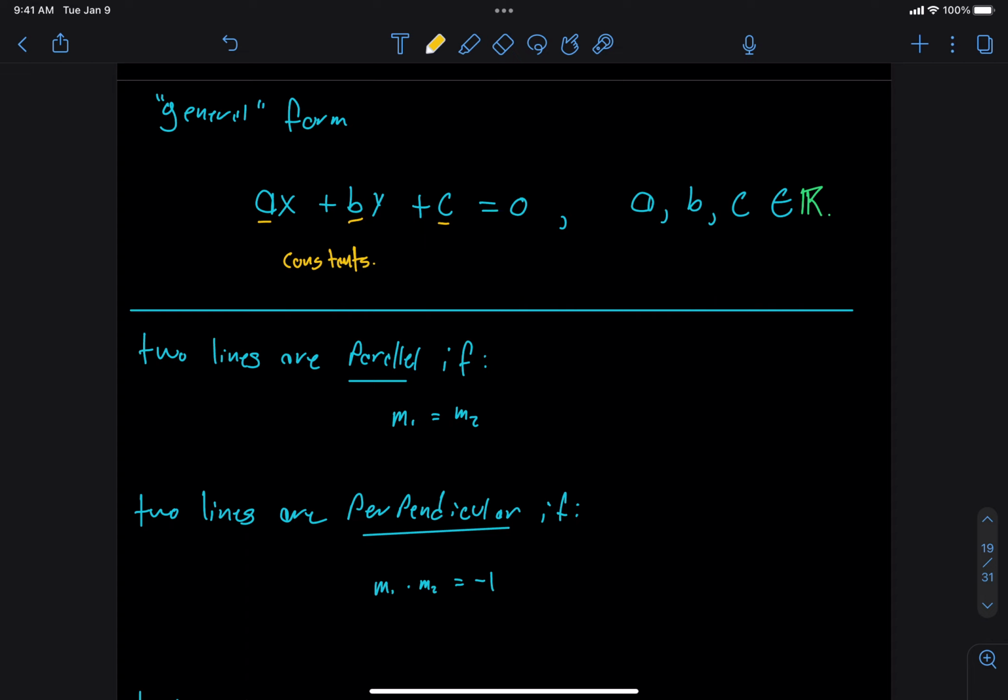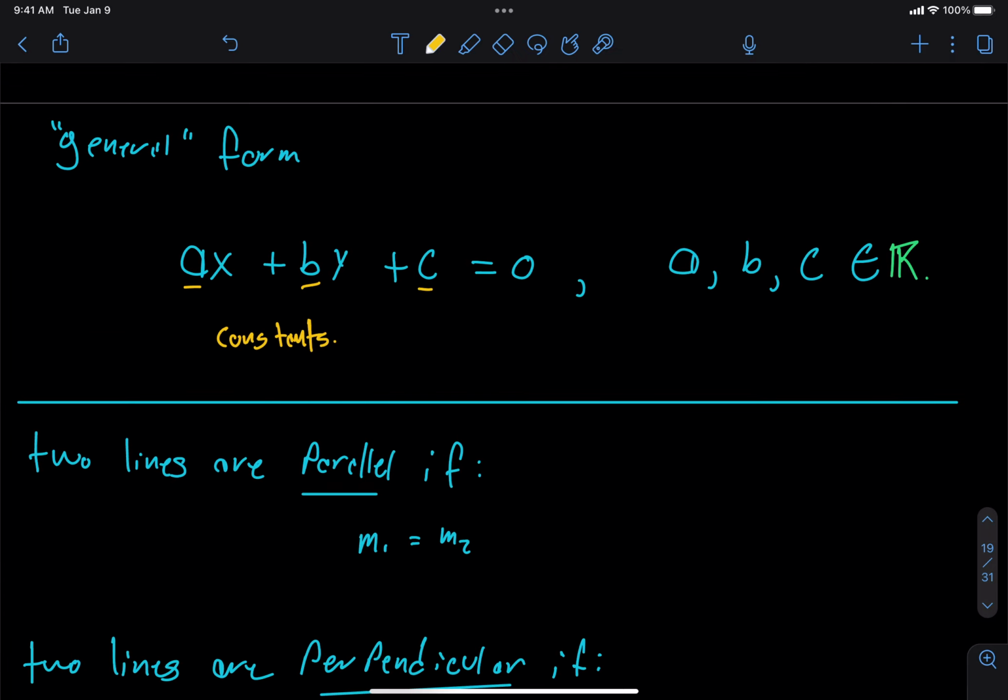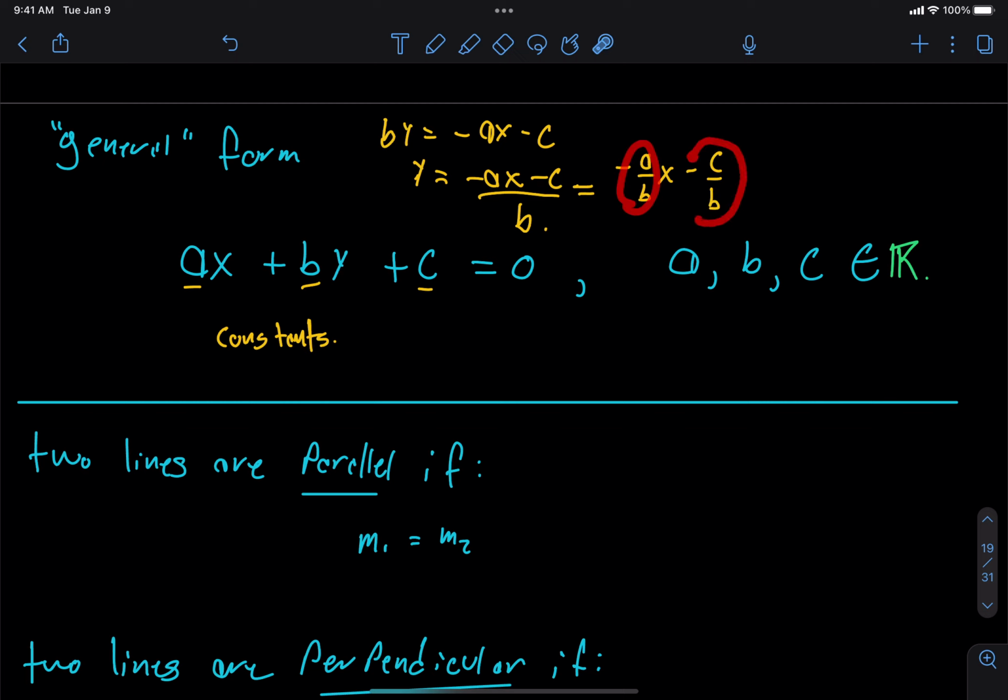Okay, so we take a number times x plus a number times y plus a number is equal to 0, right? And the way I would rearrange this to get, say, slope-intercept form is, okay, by equals negative ax minus c, and then I divide both sides by b, and I'd get y equals negative ax minus c all over b, right? That would be how I would get this into slope-intercept form, because this would just be negative a over b x minus c over b. So then this would be our slope, and this would be our intercept.